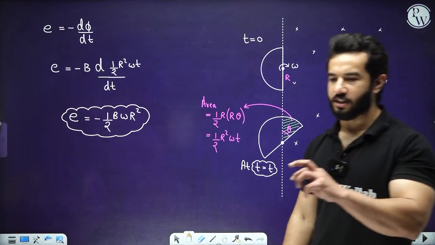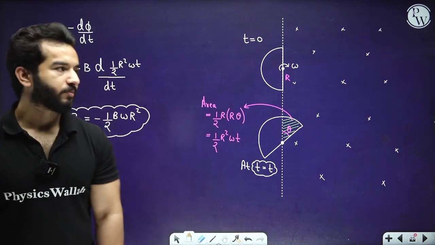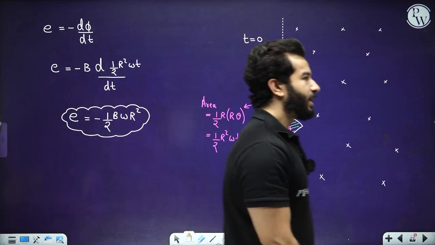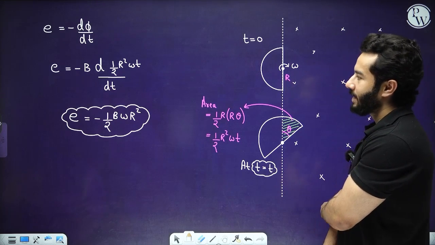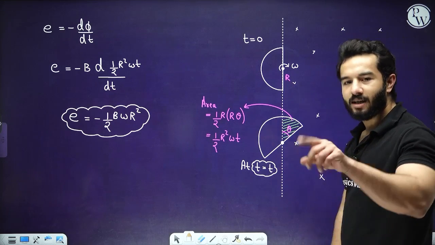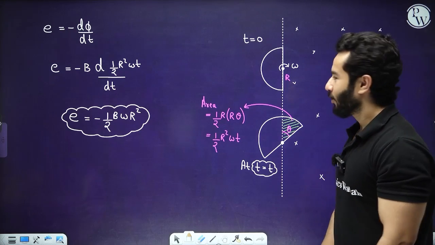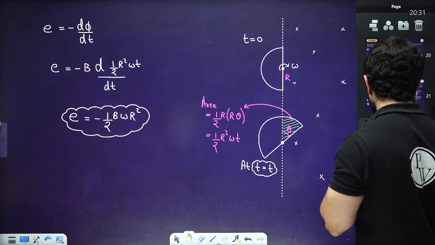When angle is changing, when theta is changing, d theta by dt is nothing but omega. Okay, so now after this let's move on.